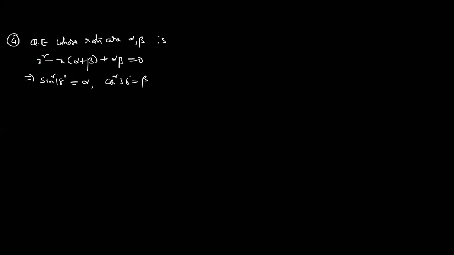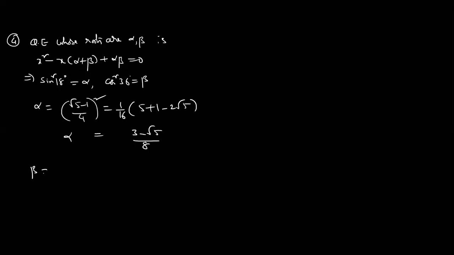How to approach? My dear students, what is the value of sine square 18 degrees? Root 5 minus 1 by 4, whole square. So how much is coming? 1 by 16 into 5 plus 1 minus 2 root 5. That is 3 minus root 5 by 8. That is alpha. Accepting? So what is the value of beta, cos square 36? Please help me.